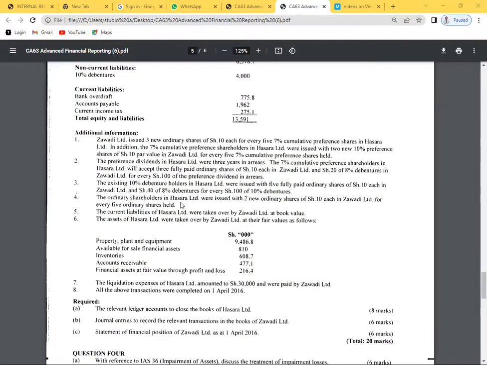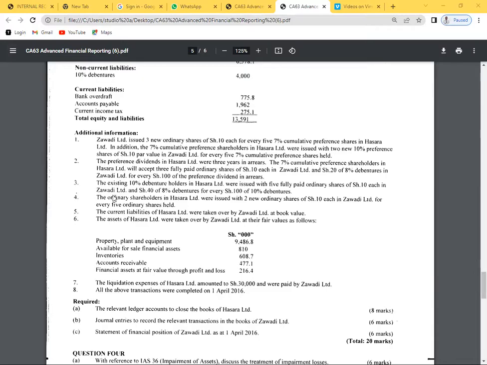The ordinary shareholders in Hasara Limited were issued with 2 new ordinary shares of shillings 10 each in Zawadi Limited for every 5 ordinary shares held. So in this case, you must give us a new title: to ordinary shareholders. So these ordinary shareholders, what are we giving them?